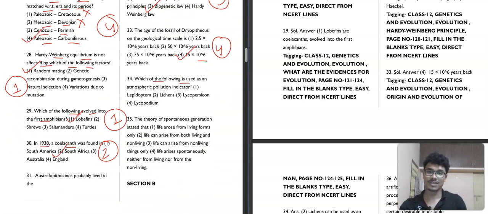Then which of the following is used as an atmospheric pollution indicator? This question you will also get in ecology. Lepidoptera, lichens, Lycopsyron, then Lycopodium. So lichen is a pollution indicator because it doesn't grow in polluted areas. Then question number 35.